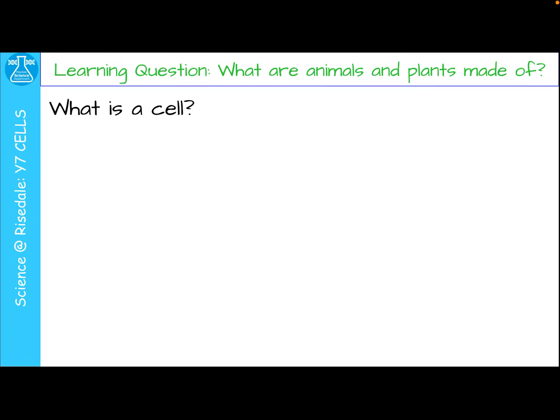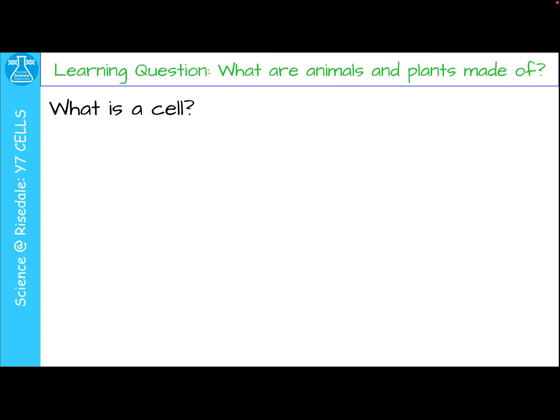Good morning, Year 7. By the end of this lesson, you should know what all living things are made of. You should be able to name and locate the main parts of cells that make up the living things. And you should be able to state the function or job of each part of the cell. The learning question today is, what are animals and plants made of?